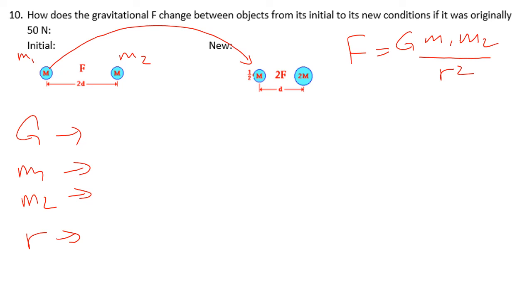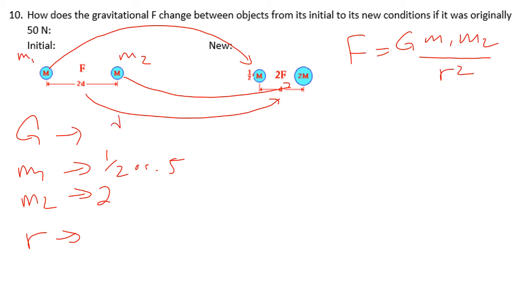M1 decreased, so it's half as much, or 0.5. Remember, you can go by decimal or fraction. I prefer decimal. We have M2. M2 increased, it's doubled. We get that whole number of 2. Looking at our distance, we went from 2D to D. So ask yourself, did that increase or decrease? Right, since it decreased, we should get a fraction, right?